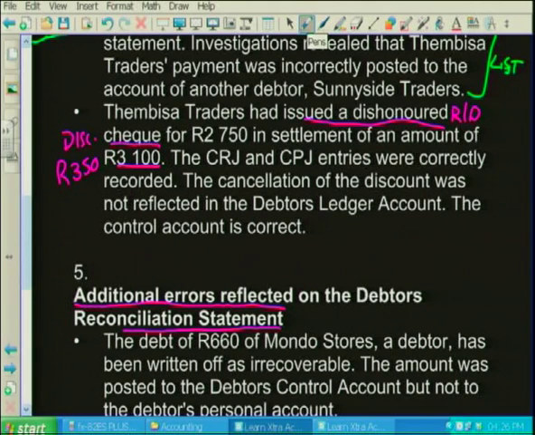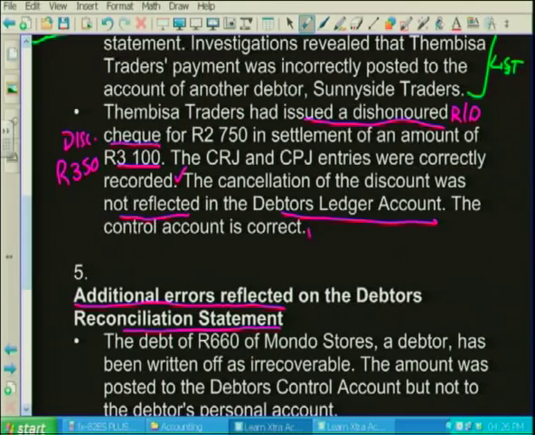The CRJ and CPJ entries were correctly recorded. The cancellation of the discount was not reflected in the debtor's ledger account. Again, debtor's ledger, guys, refers to the debtor's list. The control account is correct. So the error is not in the debtor's control account. The error is in your debtor's ledger account. Right, let's quickly talk about dishonored checks and what happens to discounts.